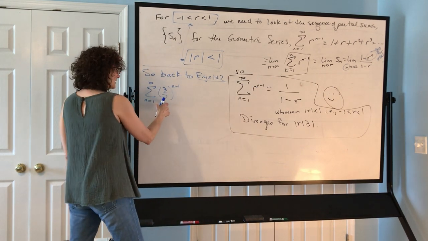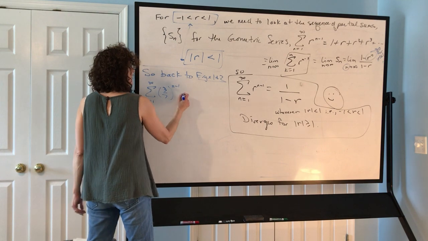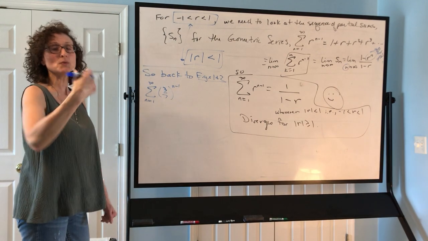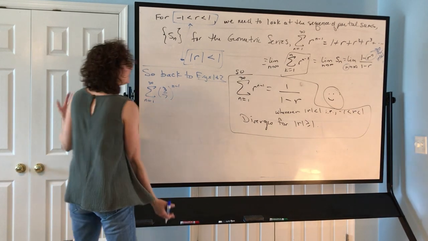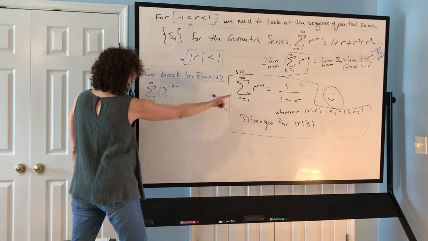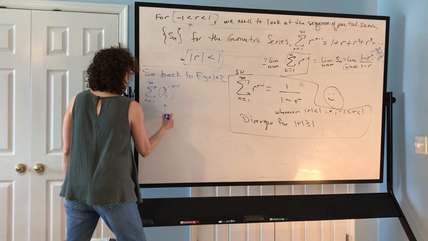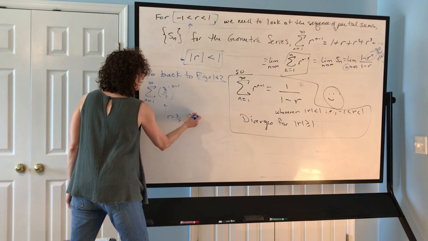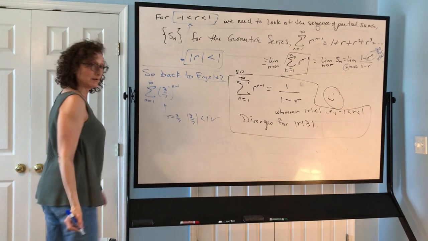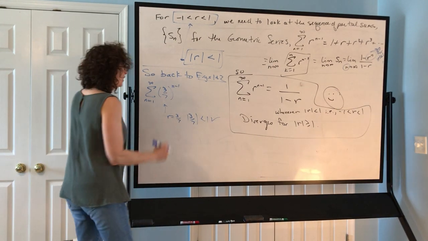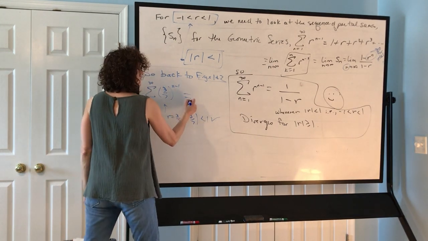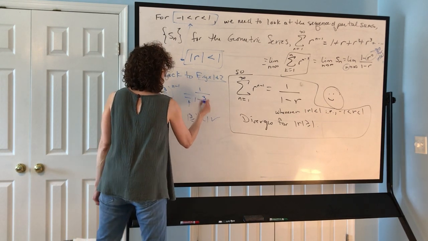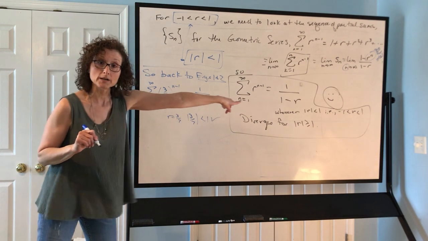So what is this guy? Remember, we said that this is just 1 plus 3/7 plus 3/7 squared plus 3/7 cubed, on and on forever. What does this formula say that's equal to? What do we know here? R is 3/7. The absolute value of 3/7 is less than 1, so we're golden. We have convergence, so it's totally fine to say that this is equal to 1 over 1 minus 3/7, 1 over 1 minus r.